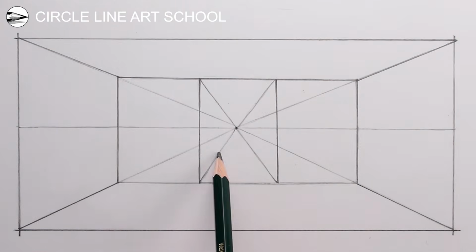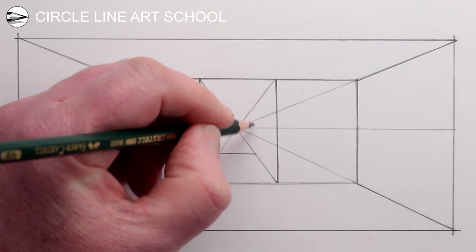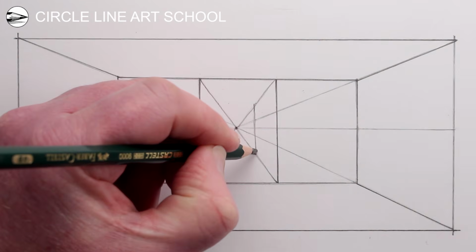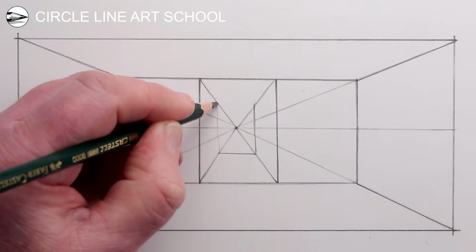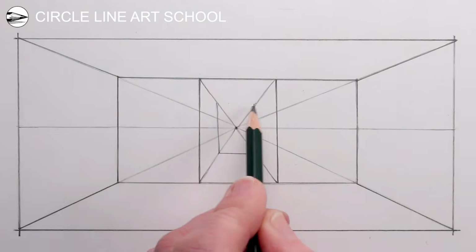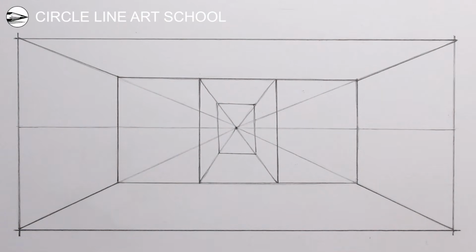And then we can draw another back wall between these diagonal lines. And this will create a corridor in the distance. So we have a room in the foreground, and then in the center of the back wall of the room, we have a corridor going to the distance.